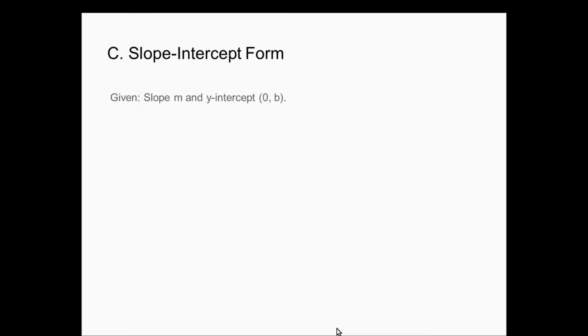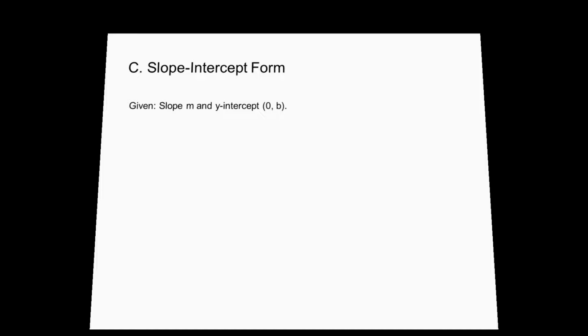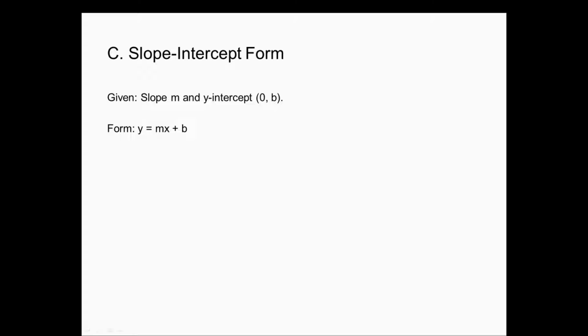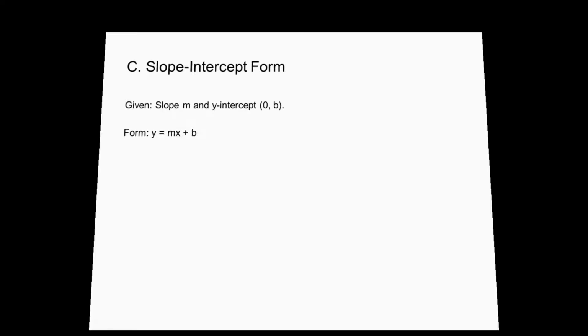Okay, slope-intercept form, what are you given? You're given the slope m and the y-intercept (0, b). So notice, this is a special point that's given to you. The form is y equals mx plus b. This is the form that most students are used to seeing.